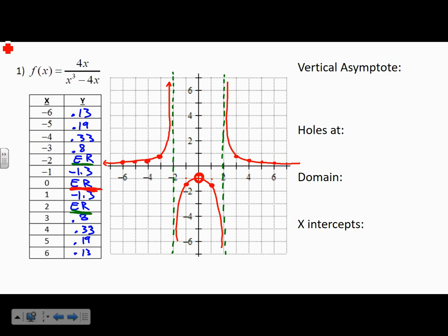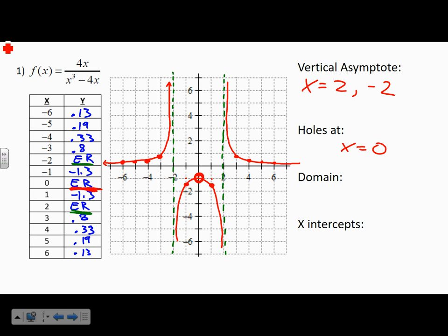So our vertical asymptotes, we already know those, are x is equal to +2 and -2. Try to remember to put the x is equal to because they're vertical lines. There is a hole at 0. So I just put x is equal to 0 because that's where that hole is. Now again, that doesn't mean there's no zeros. That just means there's a hole there.